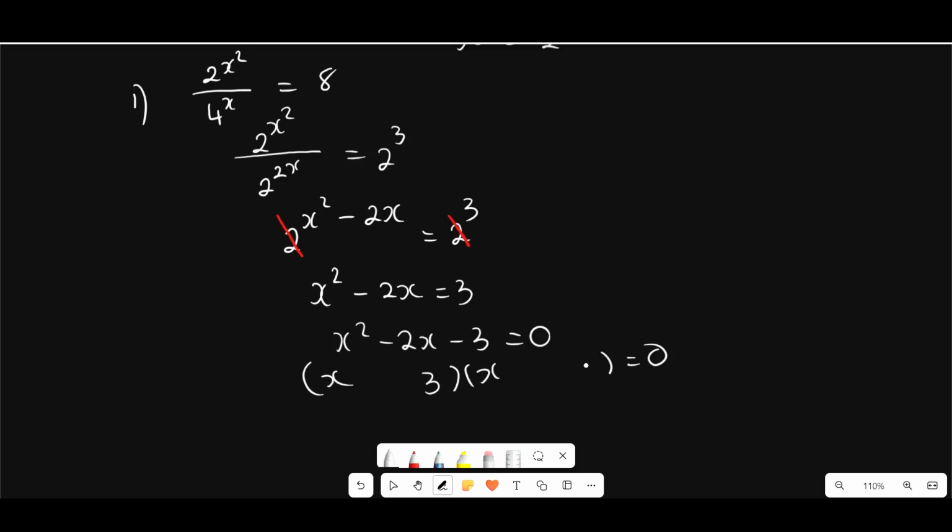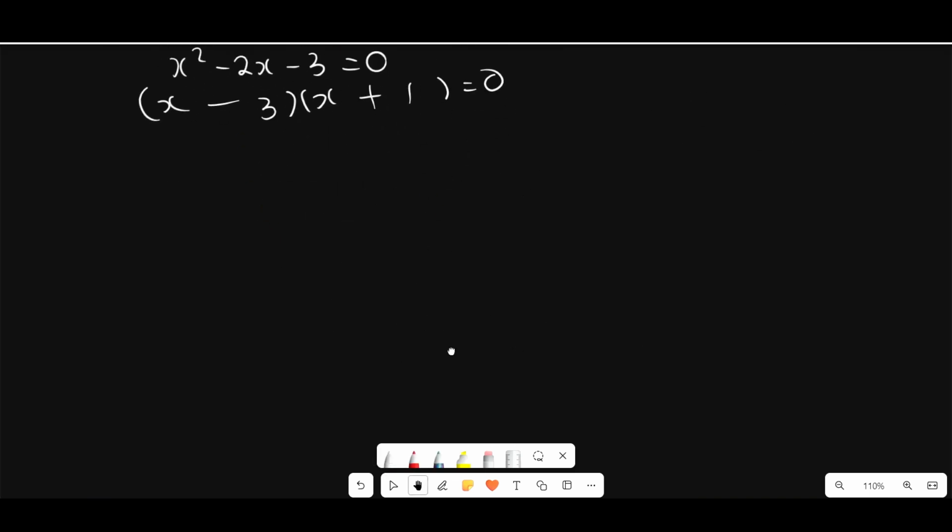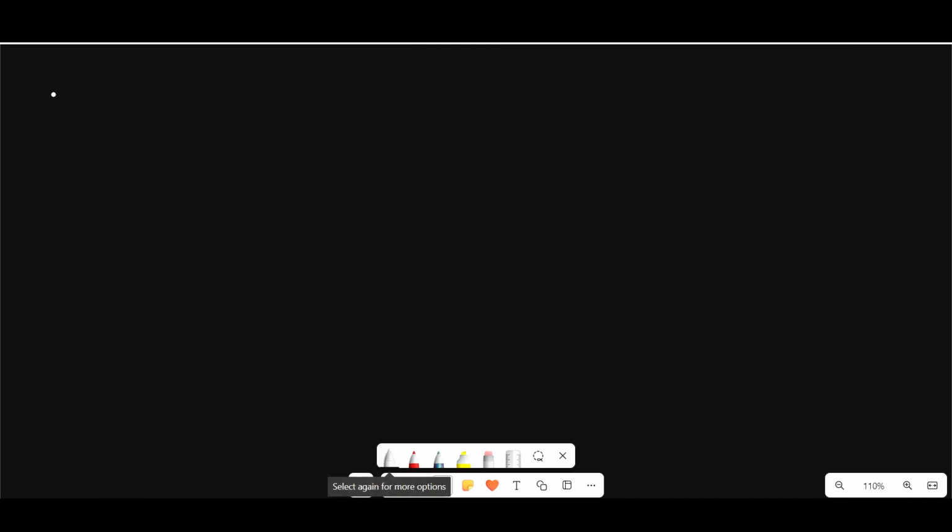Using the quadratic formula, or you can factorize, right? So that will mean x is equal to 3, or x should be equal to -1. I hope that makes sense. Okay, let us look at some more examples here.